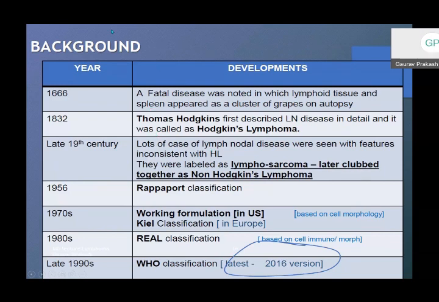Now I'll skip this. I'll give you a peep into the history of lymphoma, and like any other history, it is also rife with various types of classification and all. You can have a look at it later. The only point to be noted from here is that currently we use the WHO classification, and the latest version is 2016, 2017, which came very recently. Right. So just a minute. Yeah, you can see, this is the latest version, which is very recent.